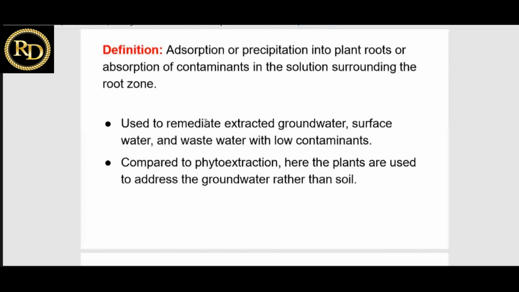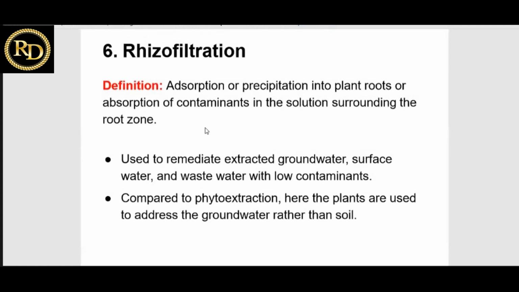As compared to phytoextraction, here the plants are more oriented towards the groundwater, especially if metals are coming from the soil to the groundwater. Then definitely at that time, rhizofiltration is a very good strategy to remediate the metals, and we can stop the metal accumulation in the groundwater. So rhizofiltration.